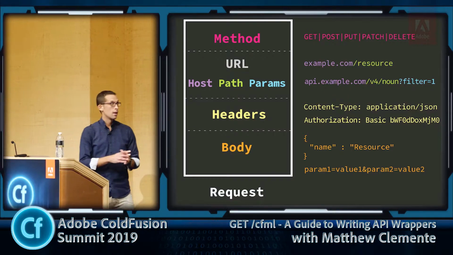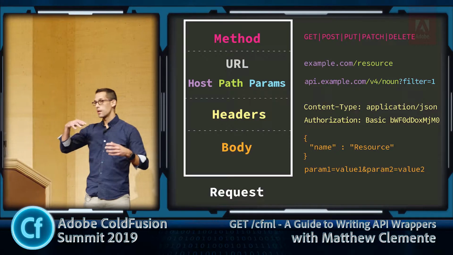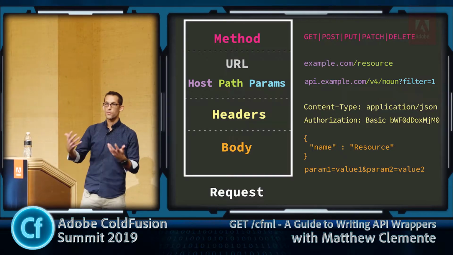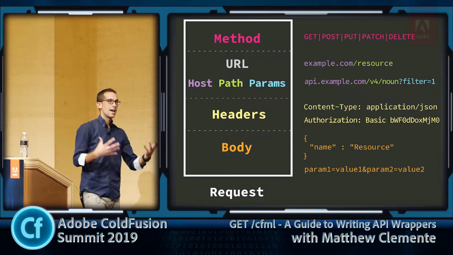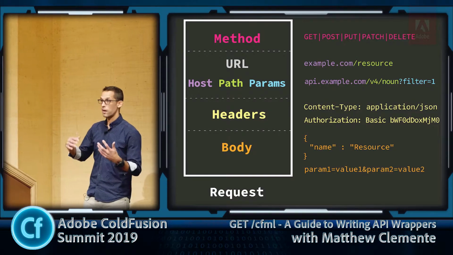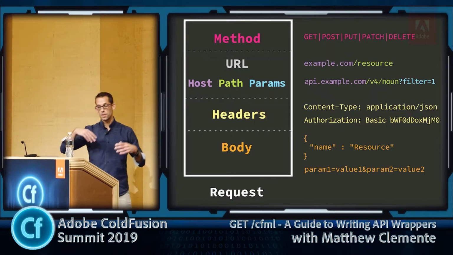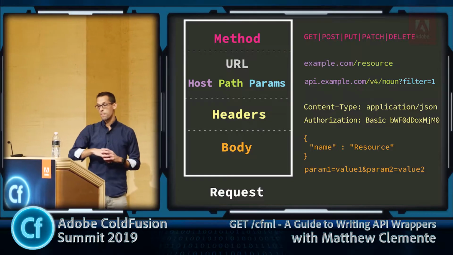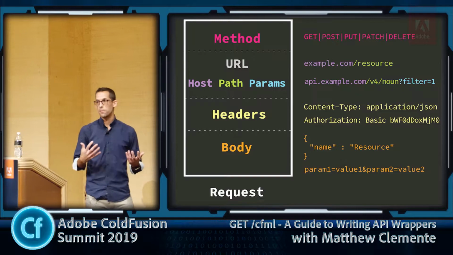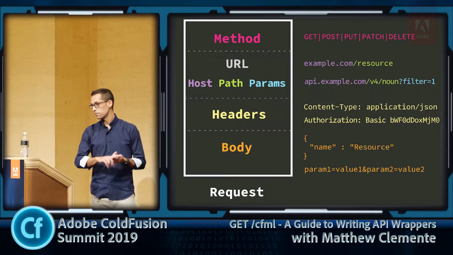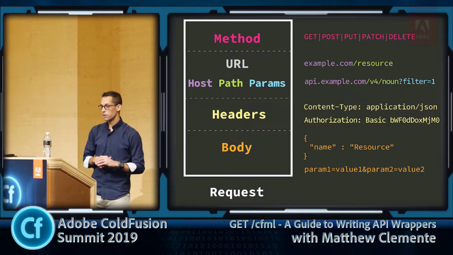Now, bear with me. I'm going to run through some basics of the HTTP request and response because this is the fundamentals of what we're going to be working on. There are 6 elements of an HTTP request that our wrapper is going to need to deal with. We've got the method, host, path, params, the headers, and the body. For the method, there are only 5 methods that our wrapper is going to end up needing to deal with. It's get, post, put, patch, and delete. In most cases, that's all you're going to have to do.